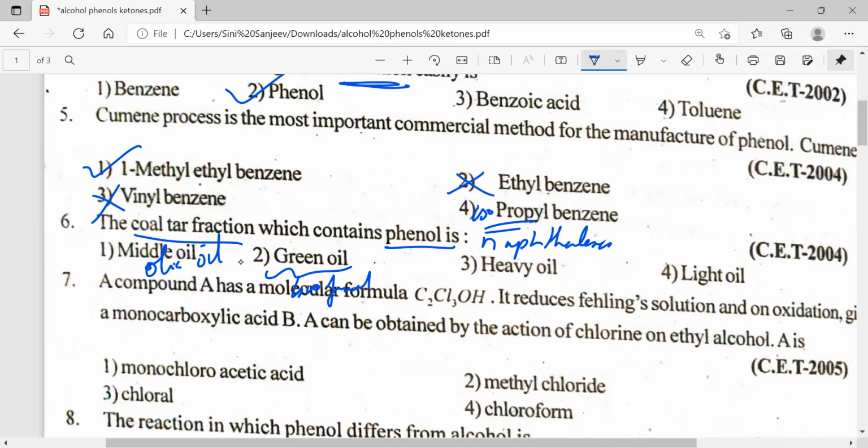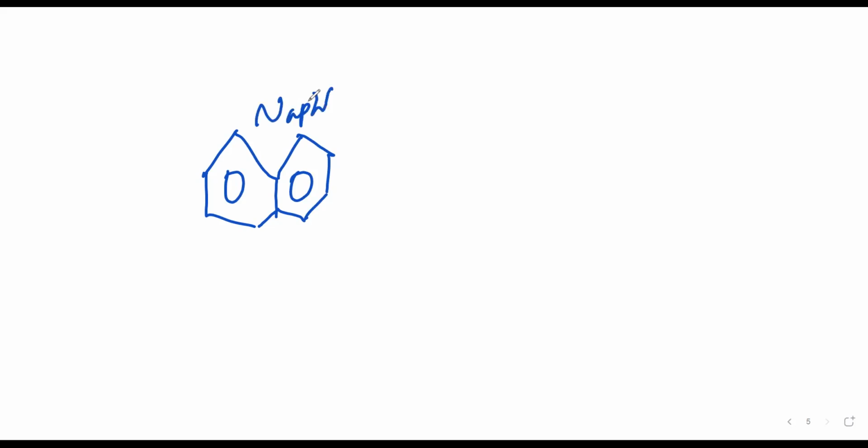Naphthalene. So if you don't know what is naphthalene, this is already in class 11th, some basic principles and techniques of organic chemistry, or I think it's the first chapter of organic chemistry that has got naphthalene. So if I join two benzene structures together, no? This thing. So this is basically my naphthalene. That's all.